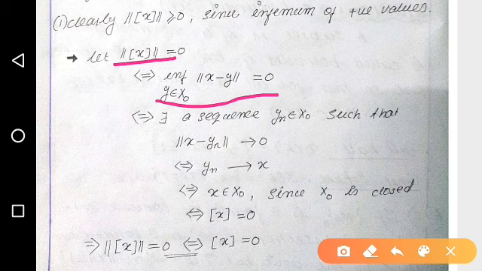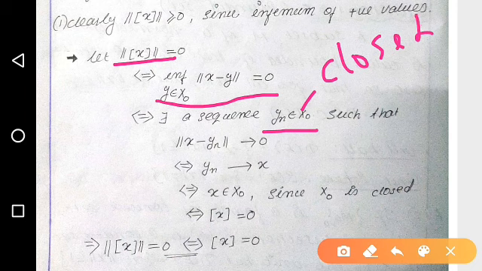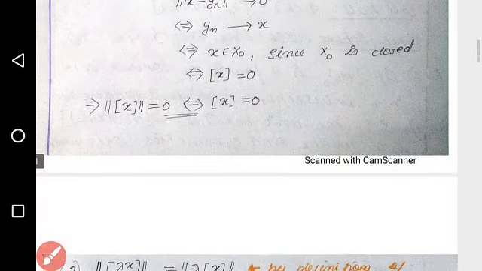Which means there should exist a sequence yn in capital X naught such that norm of x minus yn converges to 0, which means yn converges to x. Now yn belongs to X naught and X naught is closed, which means the limit should be contained in X naught, that is, x belongs to X naught. So we are considering the quotient space as X quotient X naught. Therefore x belongs to X naught simply means coset of x equal to 0. That is, norm of coset x equal to 0 if and only if coset of x equal to 0. So this condition is also satisfied.